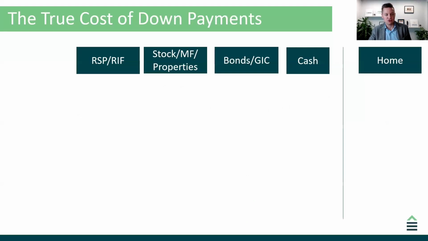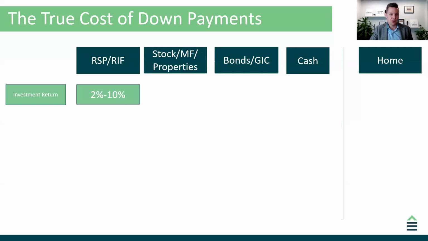Something I wanted to talk about is the true cost of down payment. So in some cases, we have people that are looking at maybe downsizing or buying a property, and they're looking at potentially liquidating their funds to do that. Or maybe they're trying to help out kids or grandkids, and they're going to liquidate their funds in order to do that and to help out. So a couple of things to look at here.